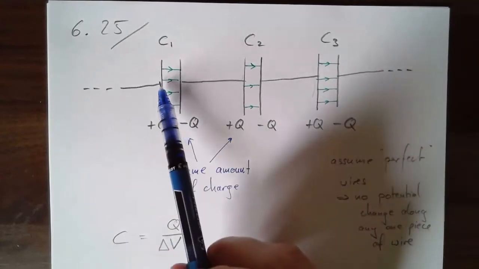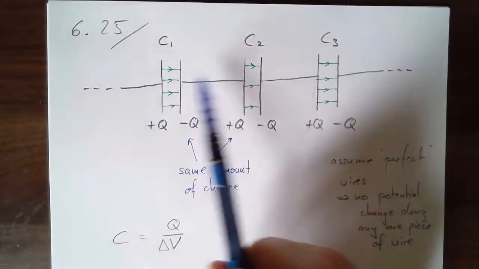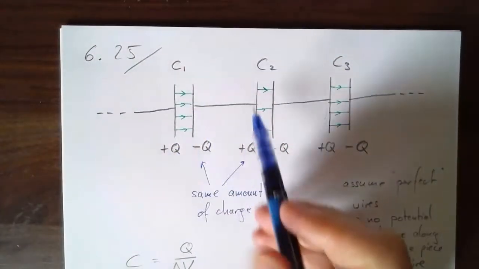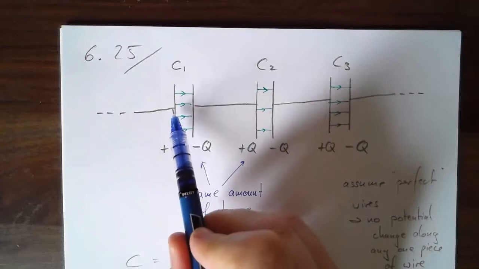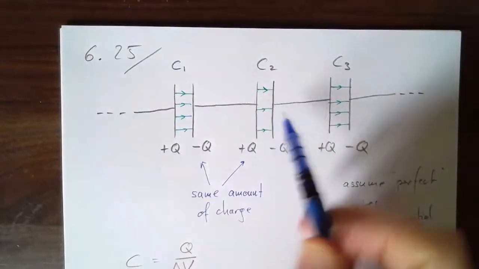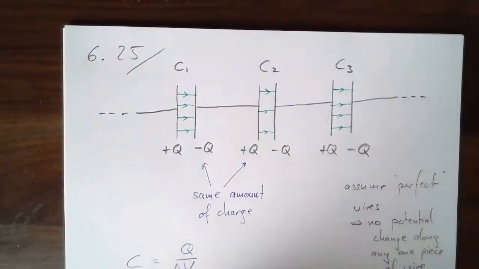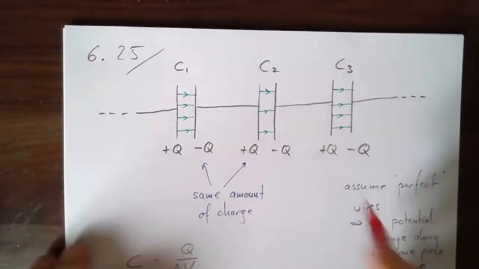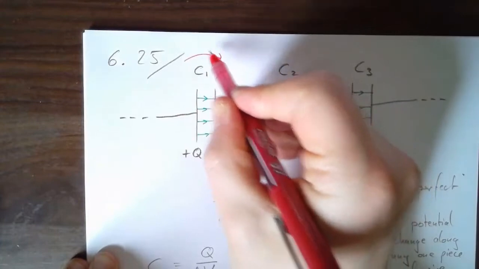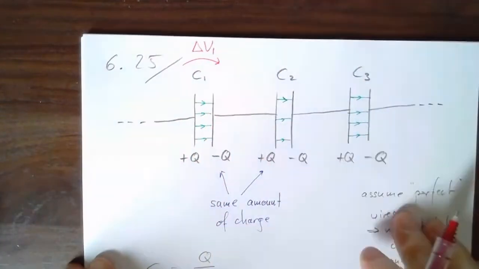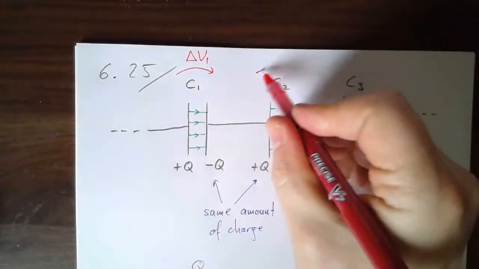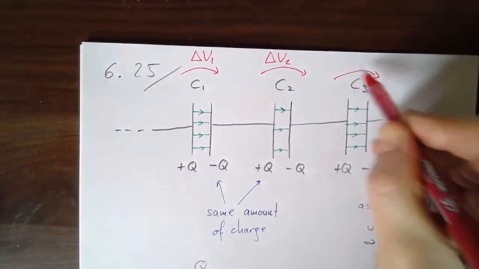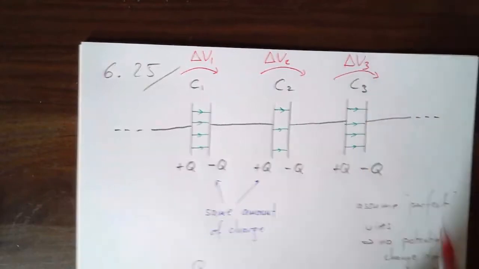So then you have an electric field between each pair of plates. And so of course you're going to get a potential difference from one side to the other. Let me put that in red. Going from this side to this side, we're going to get a certain potential difference, delta V1. We're going to get a certain potential difference, delta V2. We're going to get a certain potential difference, delta V3.